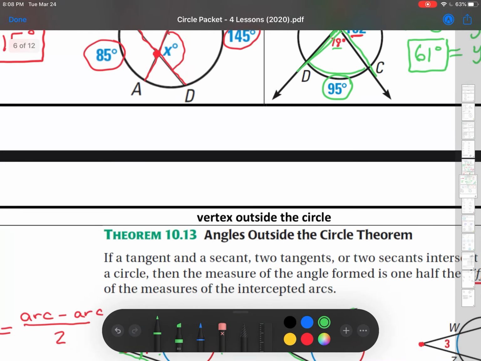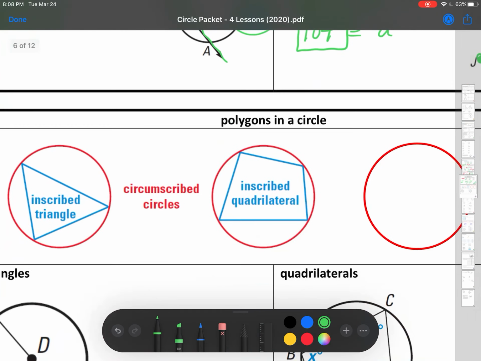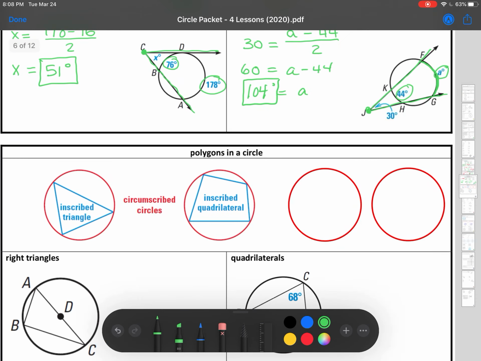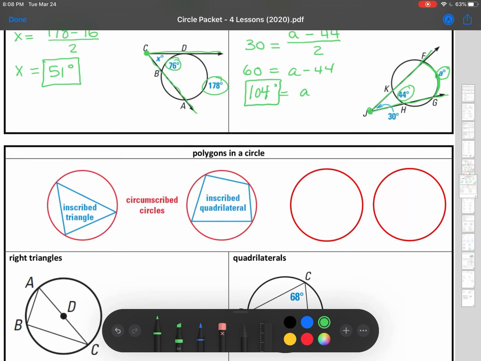The last thing in this section is about polygons in a circle. So if you have just this nice little triangle nestled so snugly in that circle, we call that an inscribed triangle. And this would be an inscribed quadrilateral. Look how snug it is. And the circle that goes around it is the circumscribed circle.